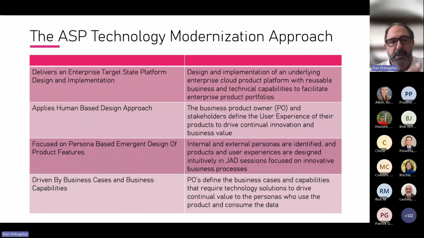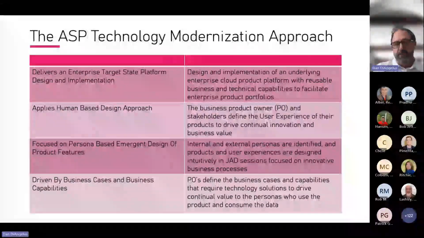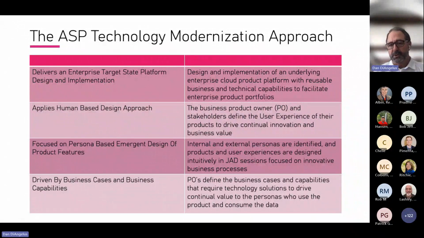What did that allow us to do? Well, it allowed us to deliver an enterprise target state platform design and implementation for the state of Iowa's Health and Human Services for their Children and Family Services agency. It allows us to apply a human-centered design approach so that we can meet with the product owners and drive out the new business processes and everything that's necessary in order to drive business value to their agency. It's focused on persona-based emergent design of product features. So it allows us to take the persona, figure out what they need to do, and then we do that.